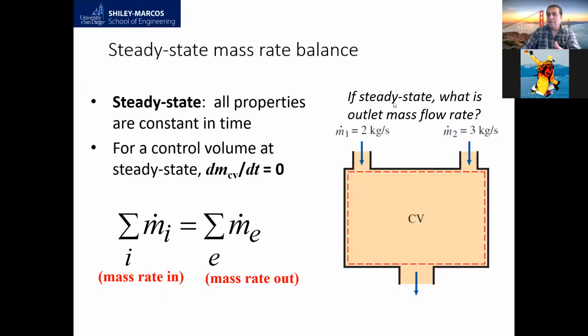So here, if you have a steady state, what is the outlet mass flow rate? We have 2 inlets and 1 outlet, so mass is coming into the control volume and then leaving the control volume. Because of the conservation of mass, the sum of m dot 1 and m dot 2 will be the outlet mass flow rate. Great.